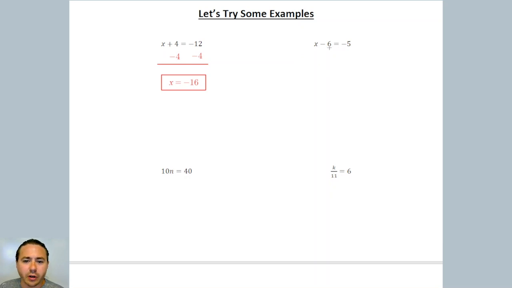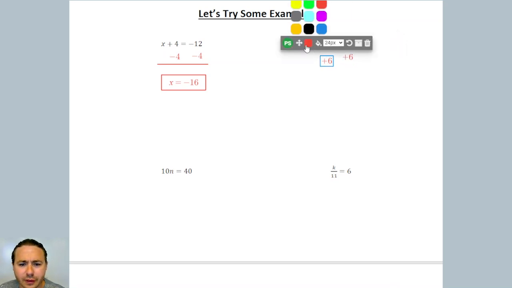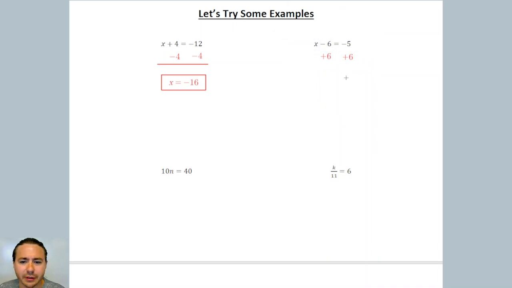For this next one, we're going to have to add 6 to both sides. None of this should be very revelatory to you. You've been solving problems like this since, gosh, probably at least 4 years ago, I would say. So, you know, this should really be pretty basic. We're going to add 6 to both sides. Just trying to clean this up a little bit. And then, so we should get x equals 1.